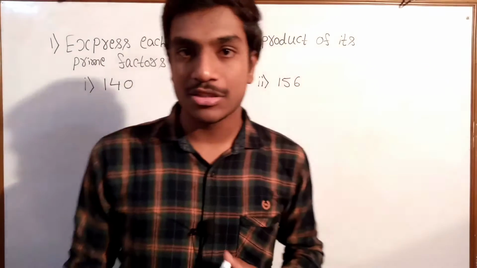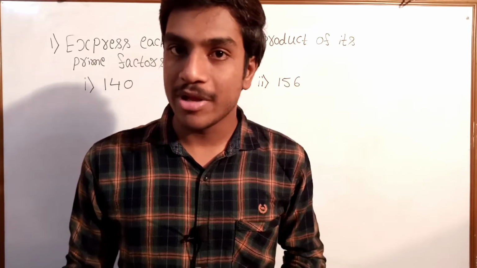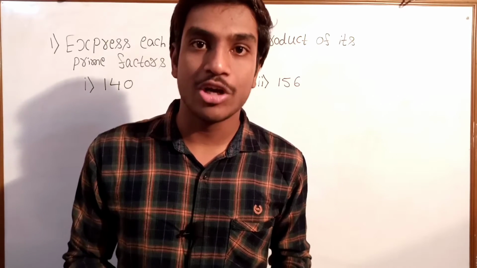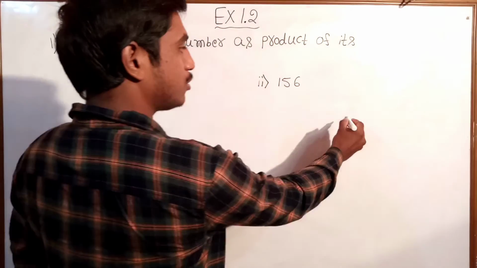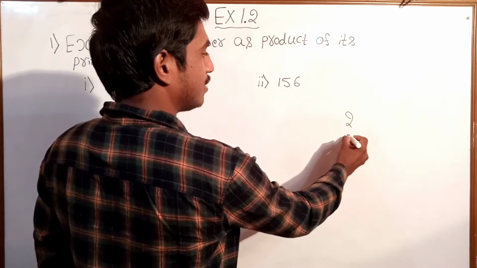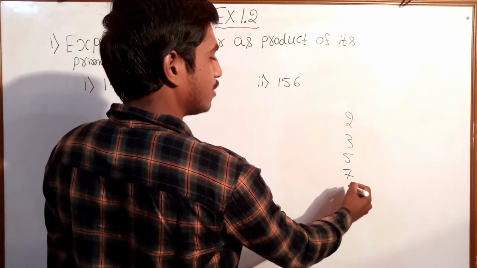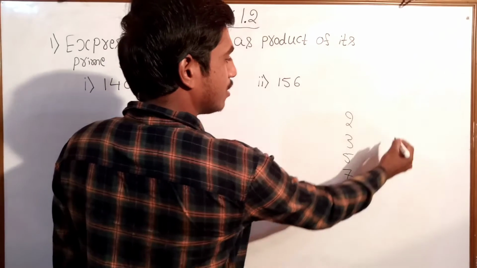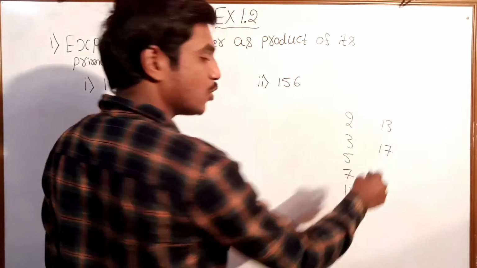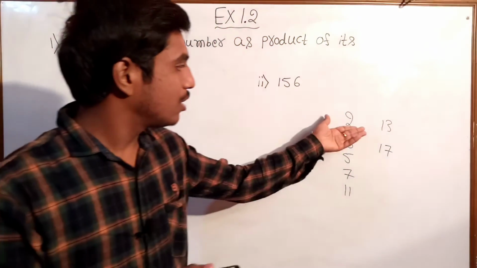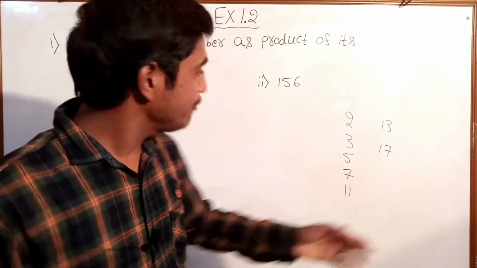So before that, let's understand what a prime number is. Prime numbers, as we all know, are the numbers which are divisible by 1 and itself. So these are the numbers 2, 3, 5, 7, 11, 13, 17 and so on. These numbers are divisible by only 1 and itself. So these numbers we call prime numbers.